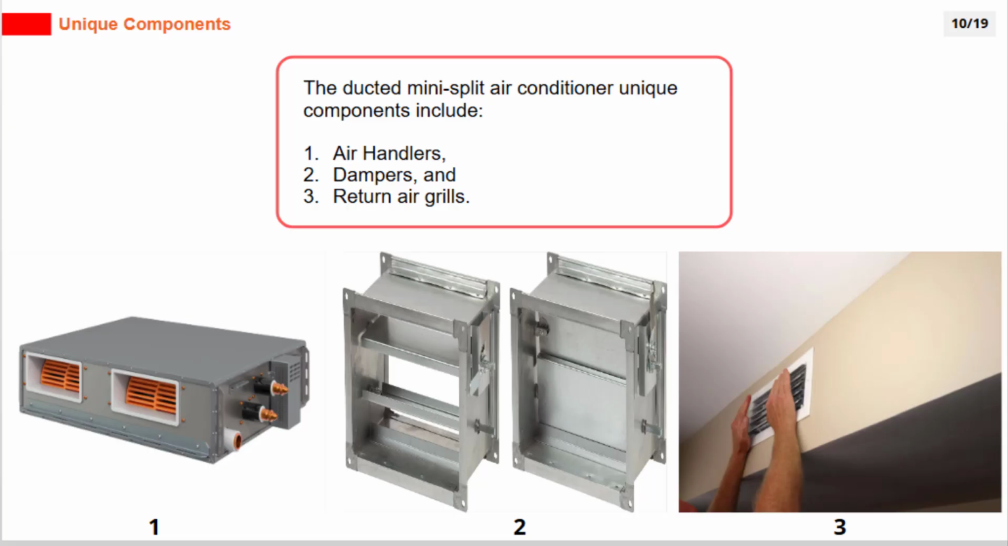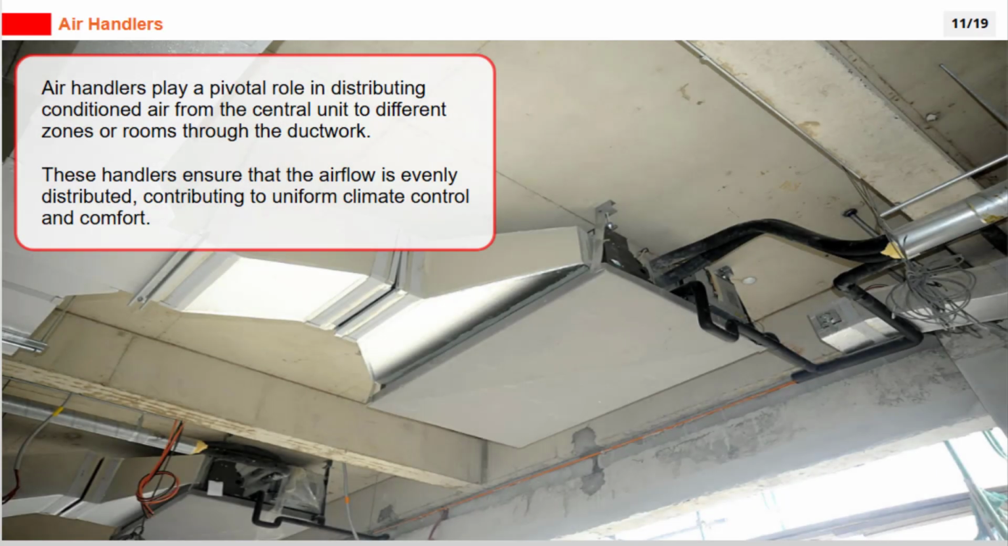The ducted mini-split air conditioner unique components include air handlers, dampers, and return air grills. Air handlers play a pivotal role in distributing conditioned air from the central unit to different zones or rooms through the ductwork. These handlers ensure that the airflow is evenly distributed, contributing to uniform climate control and comfort.